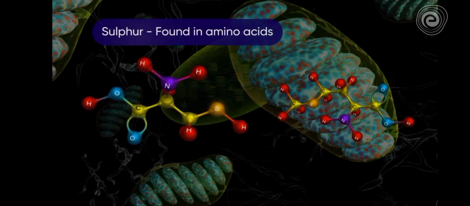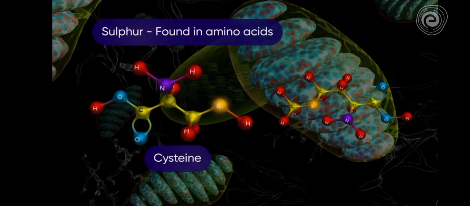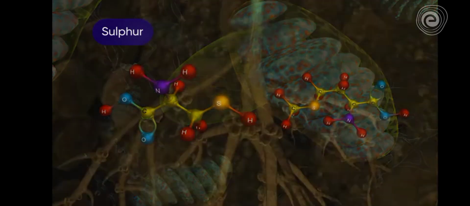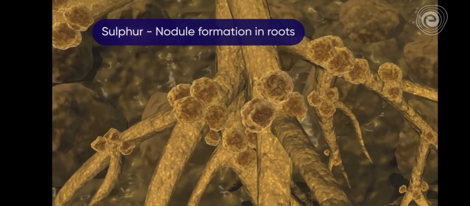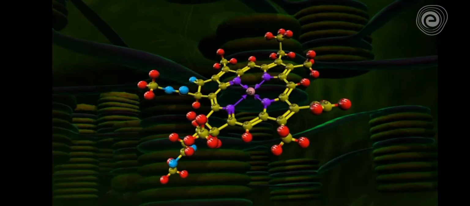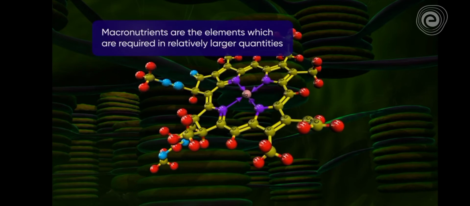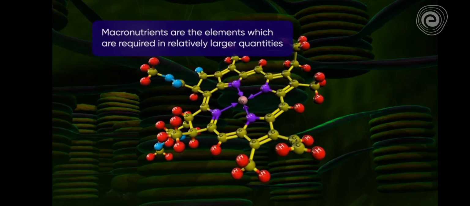Sulfur is found in amino acids, cysteine and methionine. It also enhances nodule formation in roots. Thus, macronutrients are the elements which are required in relatively larger quantities.